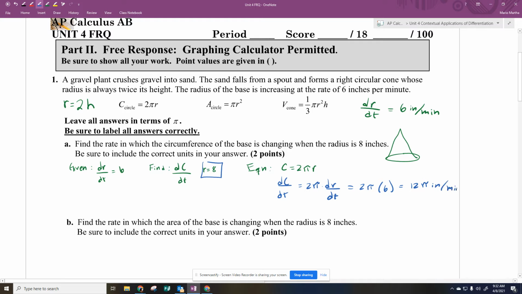per minute. And again, leave it in terms of pi, right? It says right there, you don't have to multiply that out. So dC/dt equals 12 pi inches per minute.